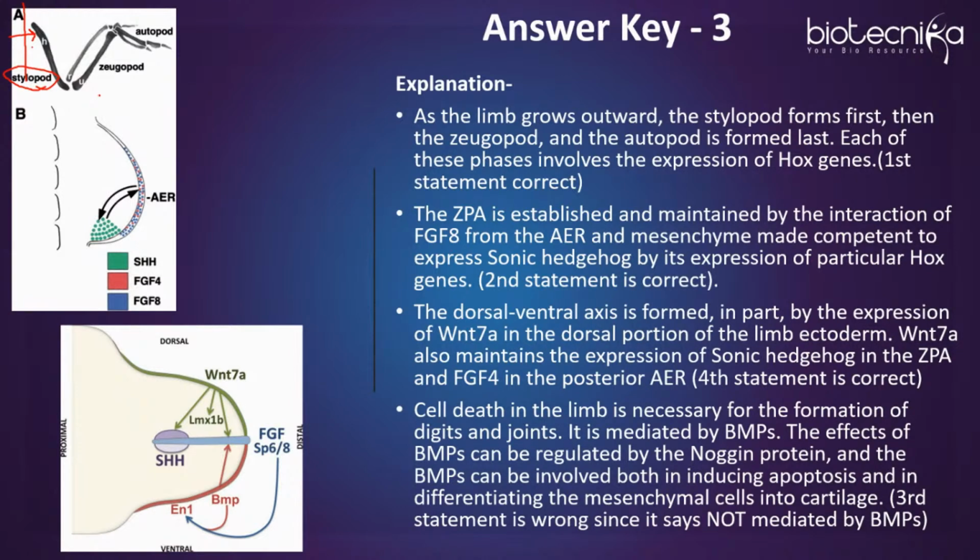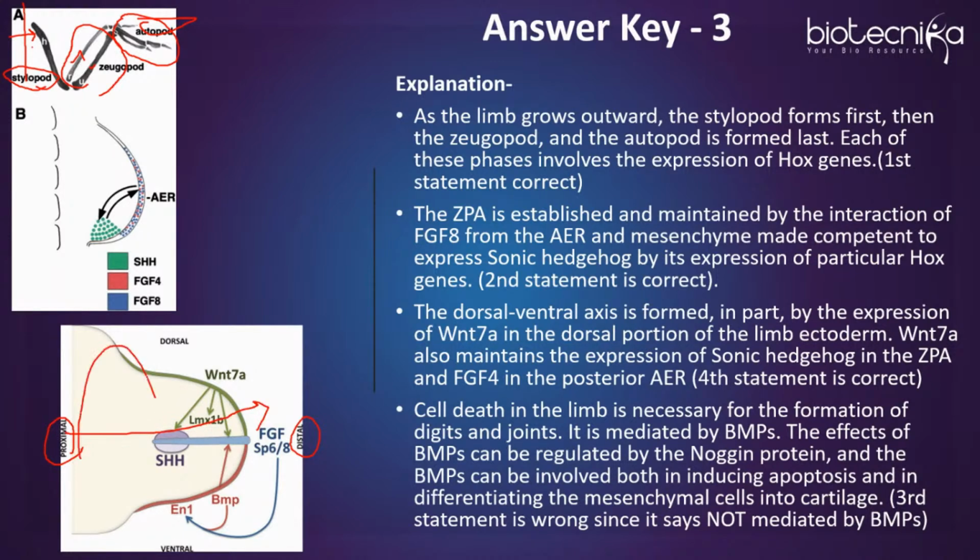Then what you have is the zygopod, the middle part, that is radius and ulna. And then the hand part, the fingers and all that, that is the autopod. So remember that the limb is coming out. Can you see the proximal part and distal part? The limb is coming out like this, right?